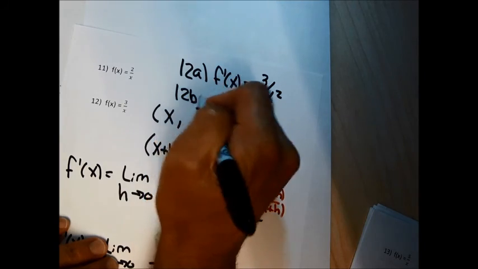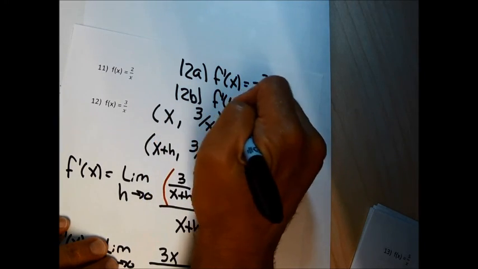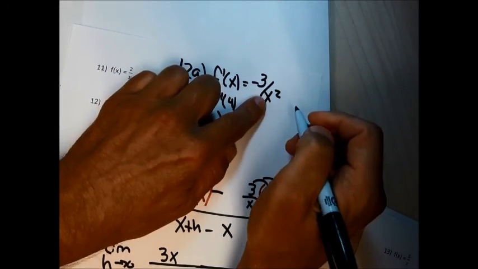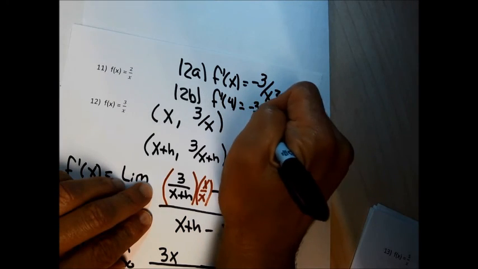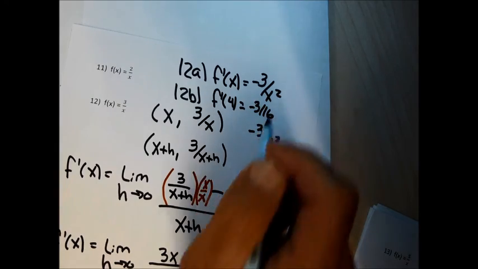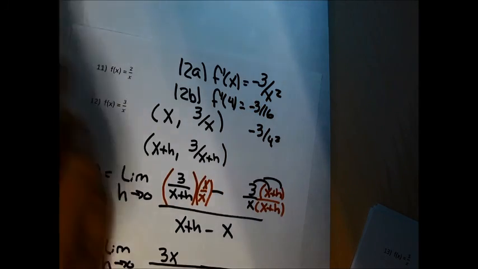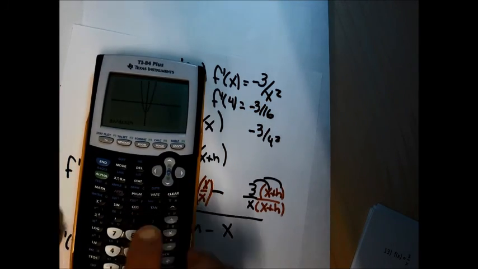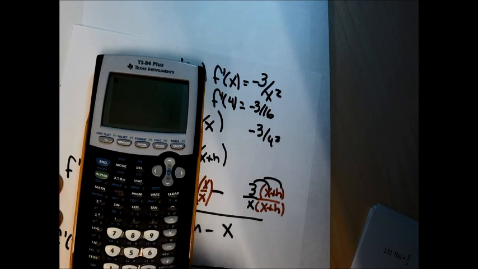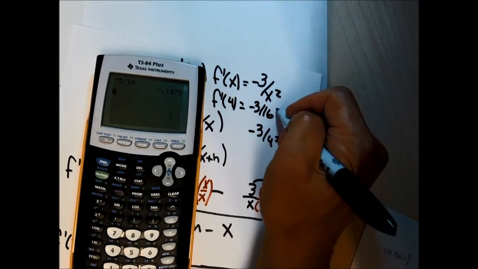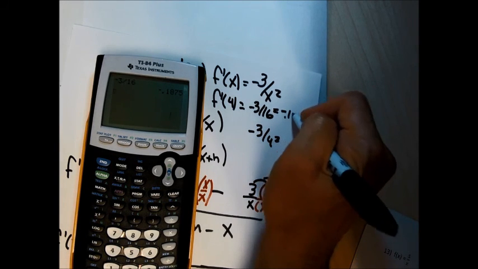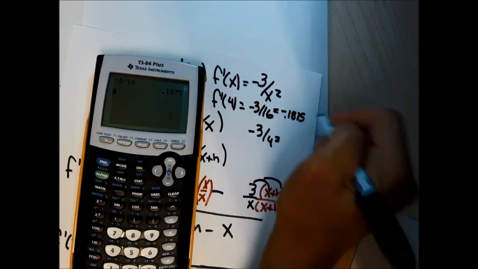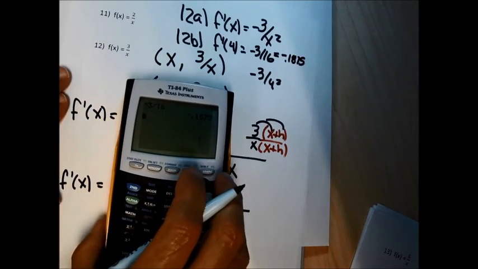12B, what does f prime of 4 equal? Well, it equals negative 3 over 4 squared, which is negative 3 over 16. I want to know what that is as a decimal, because I'm going to do something on my calculator real quickly to make sure I'm right. So I'm going to go negative 3 divided by 16. And this is negative 0.1875.